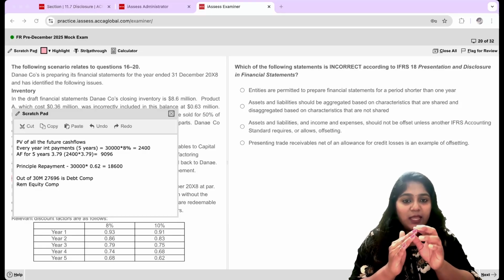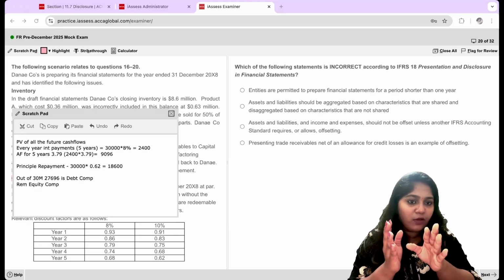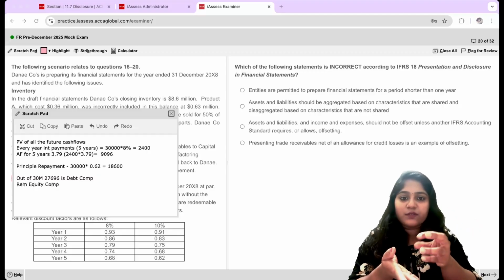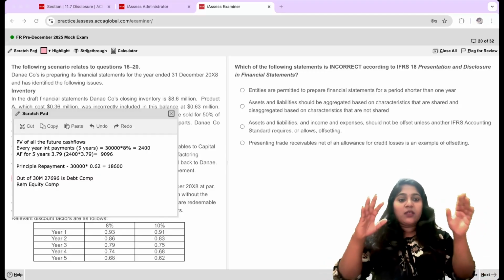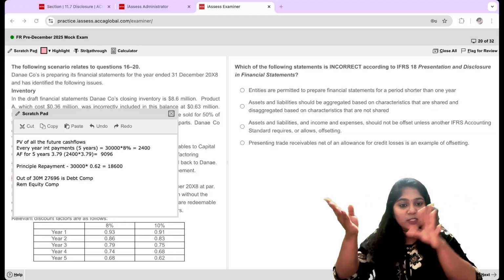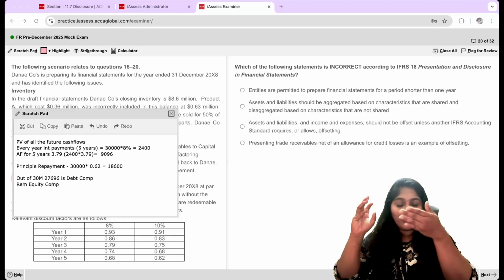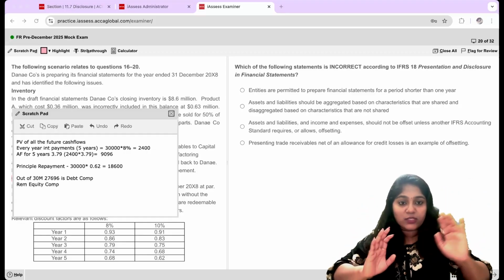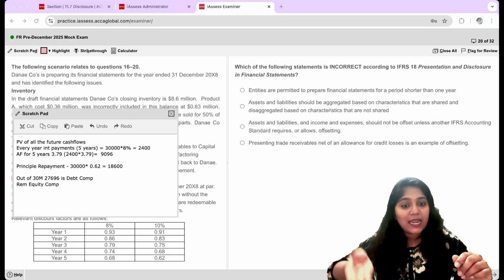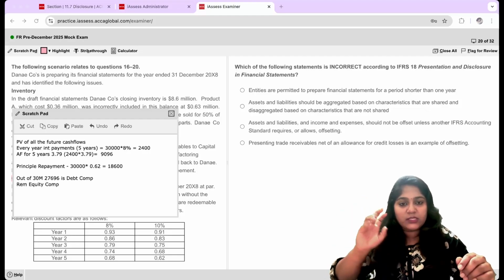And assets and liabilities and income and expenses should not be offset unless other IFRS accounting standards require or allow offsetting. That is true. You can't say assets and liabilities, income and expenses, you can't just reduce that and directly say it's my revenue. No, that's not possible. You have to do it heading wise unless the standard tells you to do. So option C is also right.